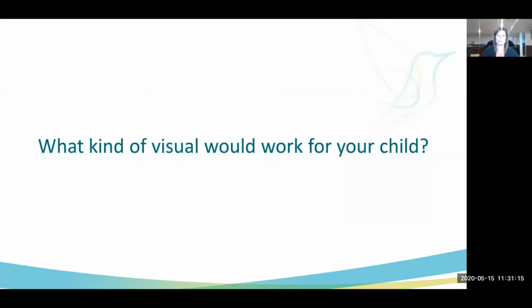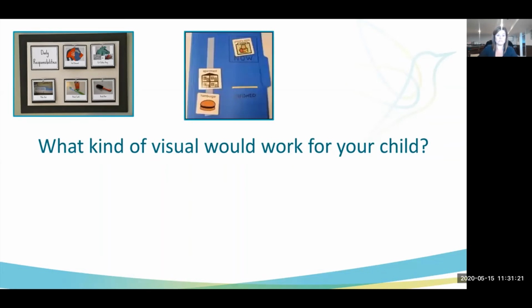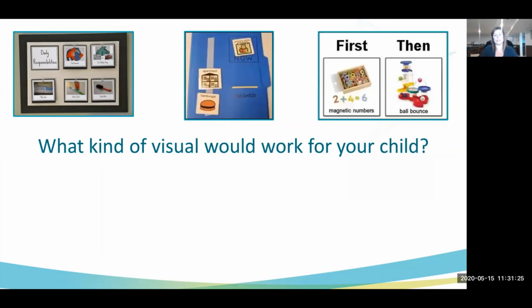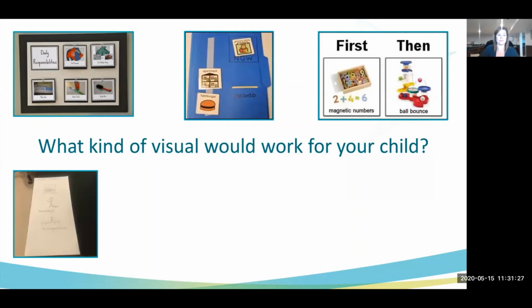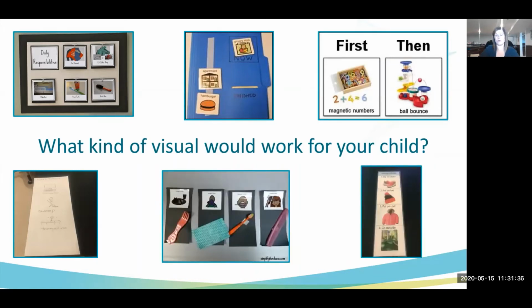What kind of visual do you think would work for your child? Having daily responsibilities using pictures, having a finish pocket, using a first-then board, either having words or pictures, or both, using objects, or using photos to outline a sequence for a task.